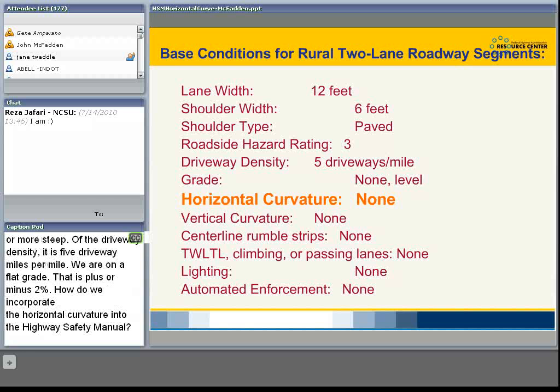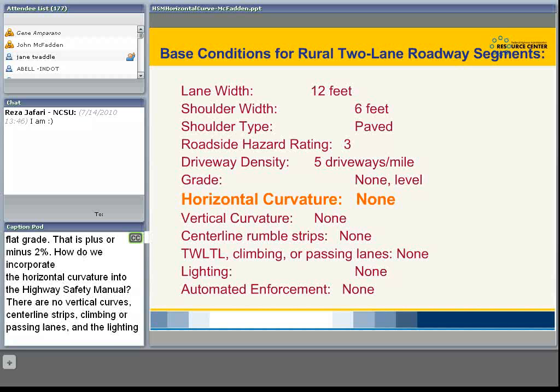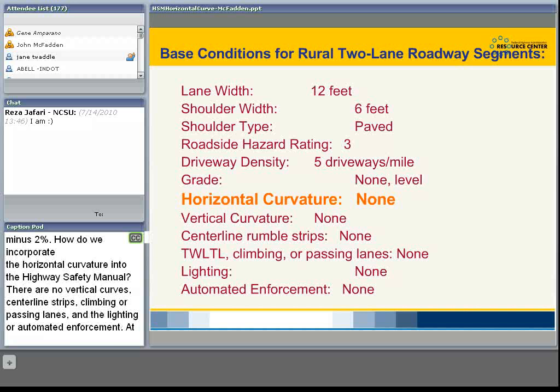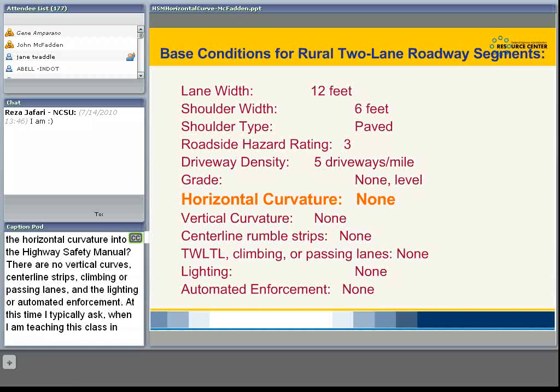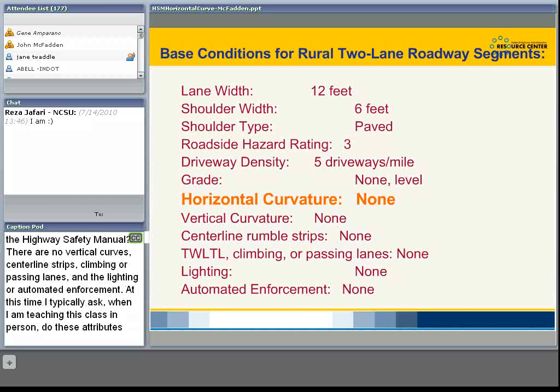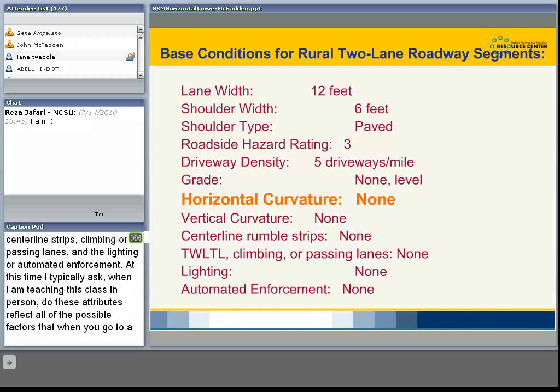Driveway density, base condition is 5 driveways per mile. We are on a flat grade there, and that's plus or minus 2%. And we are on a tangent section of highway, which is the focus of this workshop. How do we incorporate horizontal curvature into the Highway Safety Manual? There are no vertical curves in the base condition, no centerline rumble strips, no two-way left turn lanes, climbing or passing lanes, no lighting, no automated enforcement.